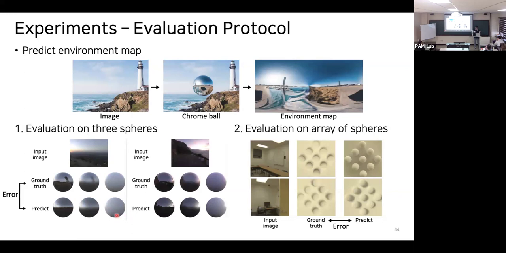As far as I understood, the DiffusionLight model can only generate a single chrome ball, isn't it? You're right. So they use this chrome ball to generate this environment map and render these balls using this predicted environment map. Okay. Thank you for the question.